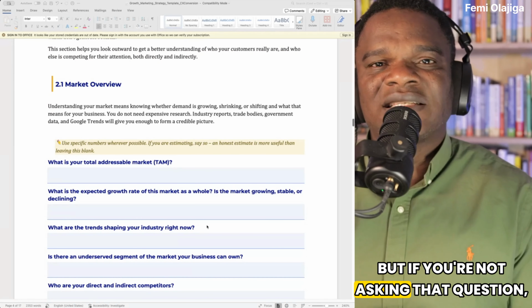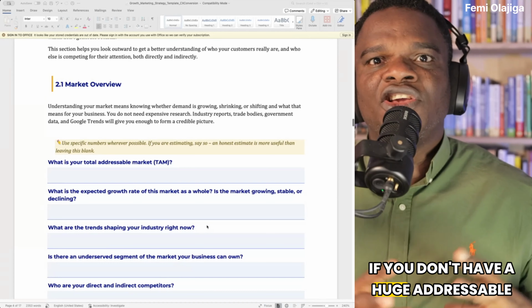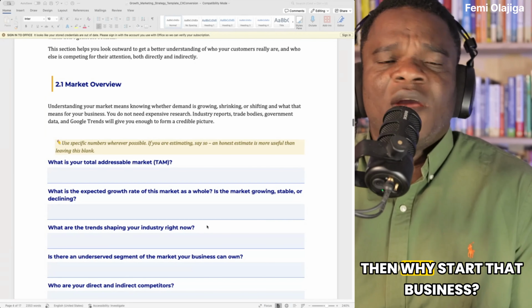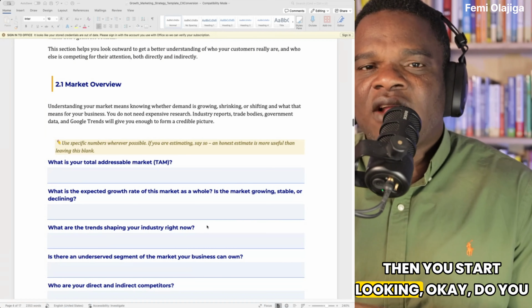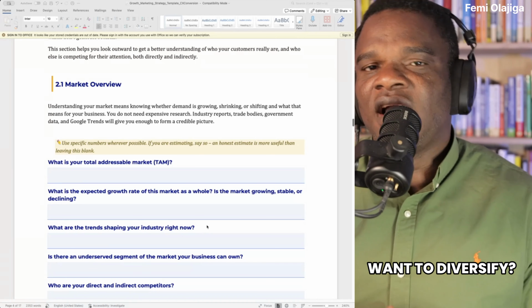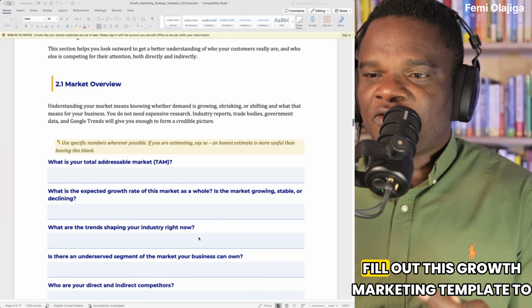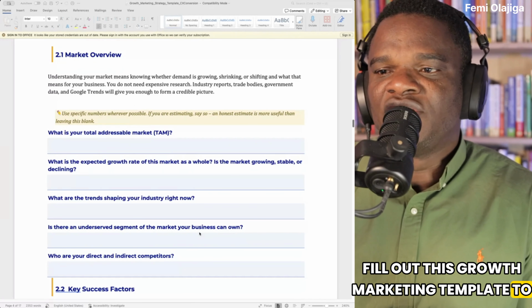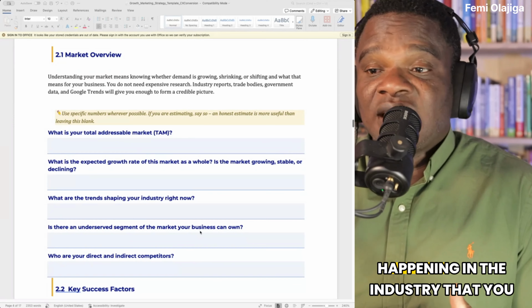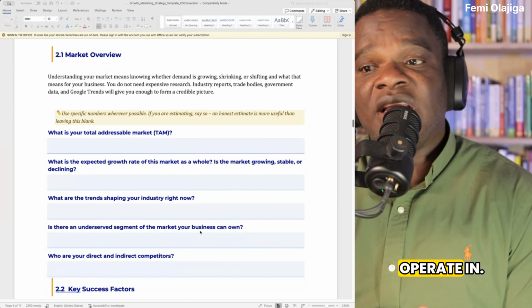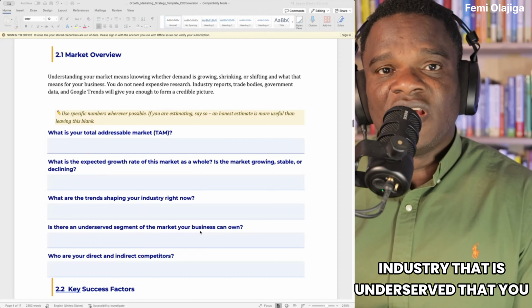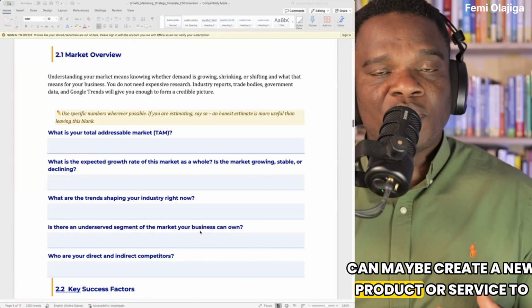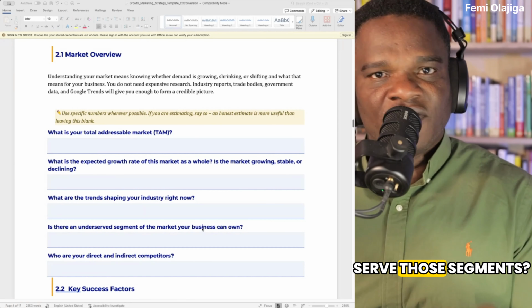But if you're not asking that question, if you don't have a huge addressable market, then why start that business? Why invest in that business? Why expand? Then you start looking, okay, do you want to diversify? This is why it's important that you fill out this growth marketing template to help you understand what exactly is happening in the industry that you operate in. And is there a segment within that industry that is underserved, for which you can maybe create a new product or service?